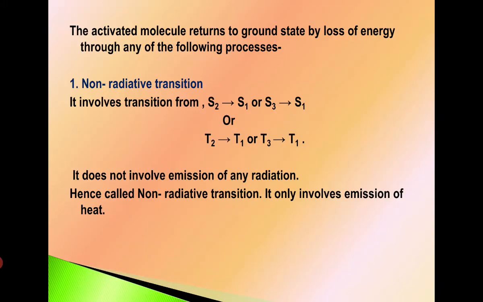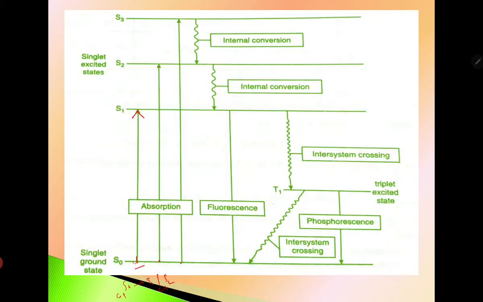See, this is called a non-radiative transition. It involves transition from S2 to S1, S3 to S1, or T2 to T1, or T3 to T1. It does not involve emission of radiation. Therefore, it is called a non-radiative transition. It involves only the emission of heat. So, heat is emitted in these internal conversions only.